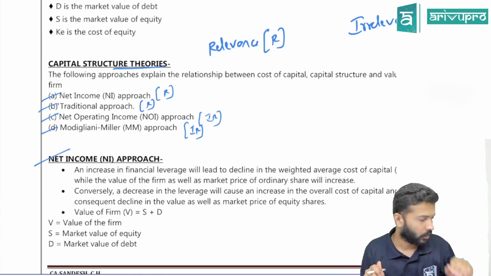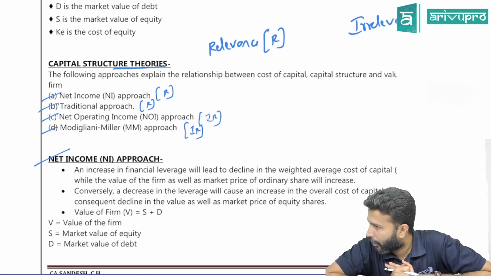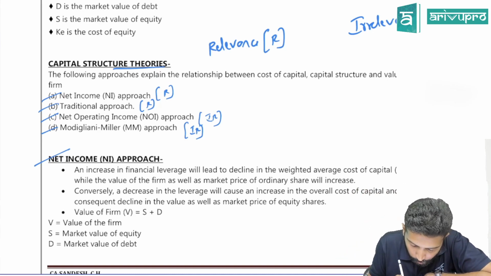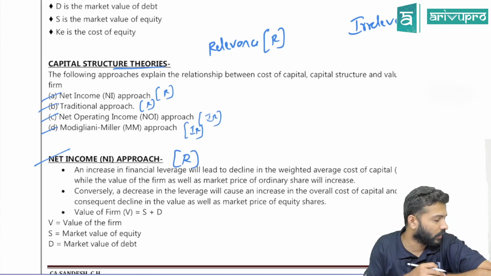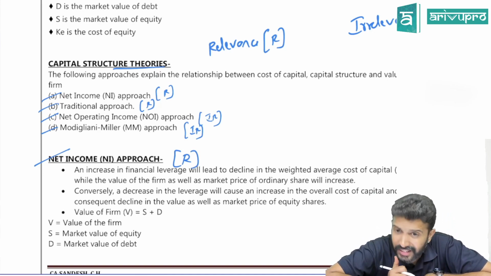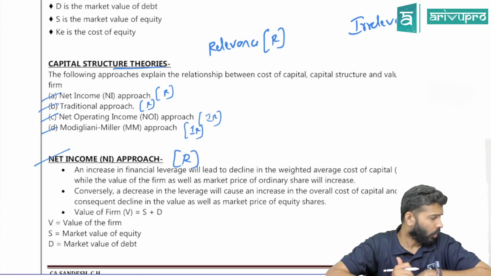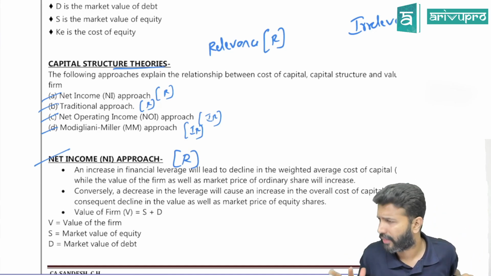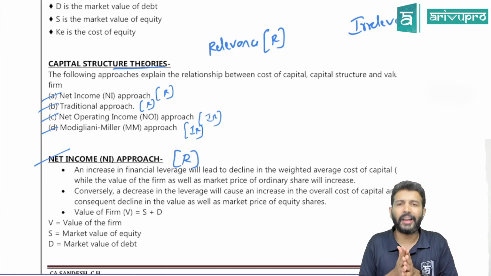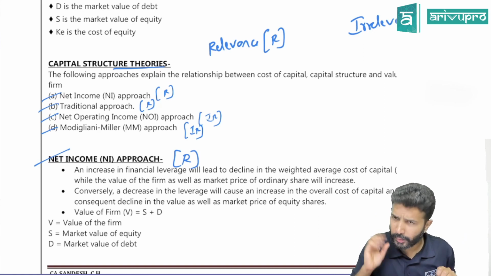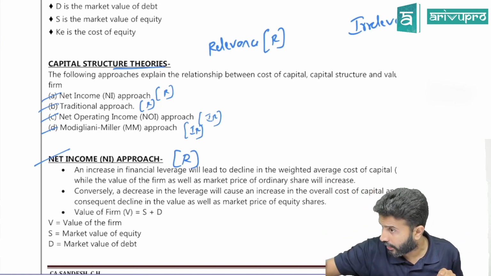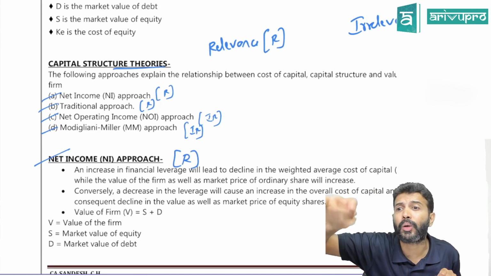That's good enough. So what does net income approach say? First of all, net income approach is what sort of theory? Relevance or irrelevance theory? It's a relevance theory. What we mean by relevant and irrelevant is, under relevant theory, few people have argued that debt is relevant to increase the market value of the firm.